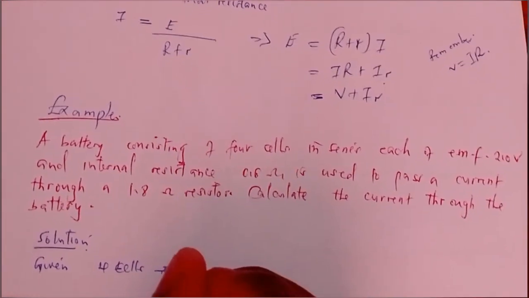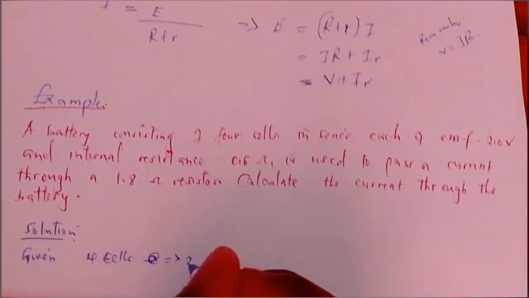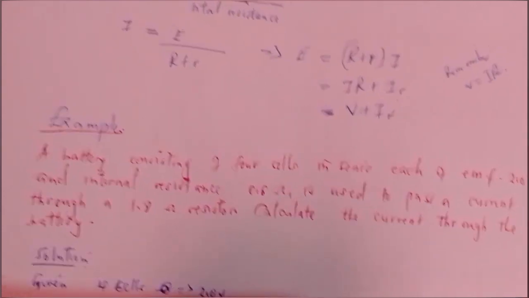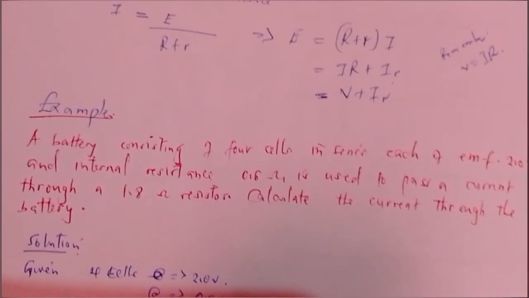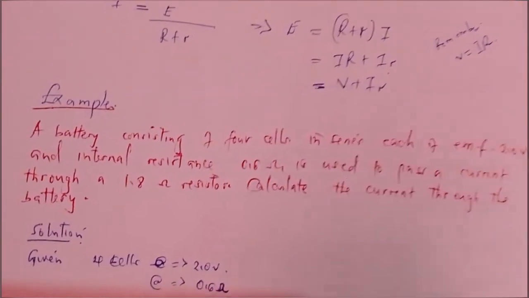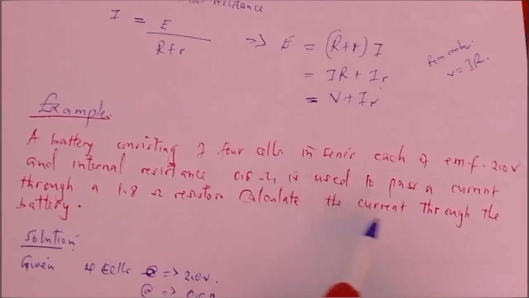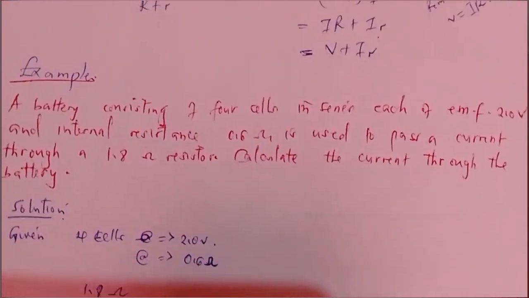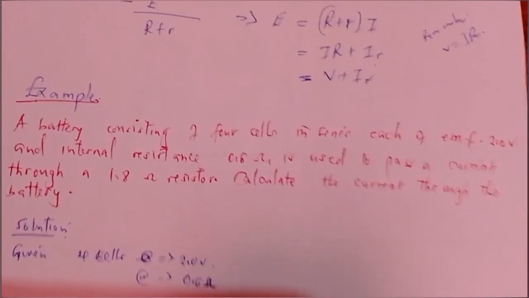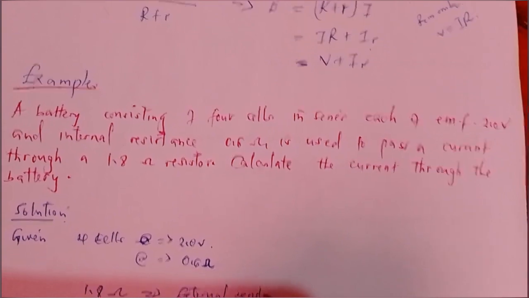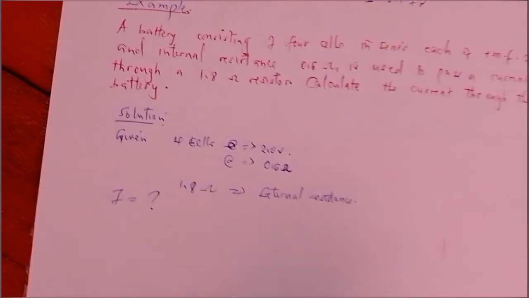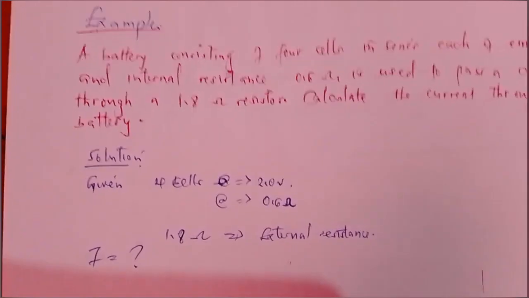each of EMF 2.0 volts and internal resistance 0.6 ohms. It's used to pass a current through a 1.8 ohm resistor. So the 1.8 ohm resistor is the external resistance. You have been asked to determine the current through the battery. Remember, 2 or more cells make up a battery.